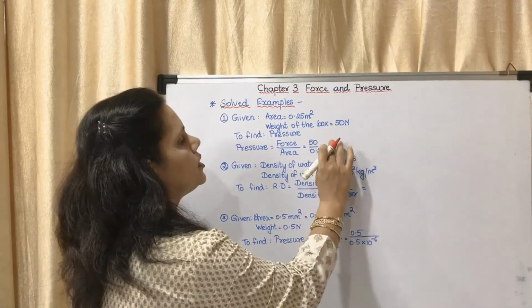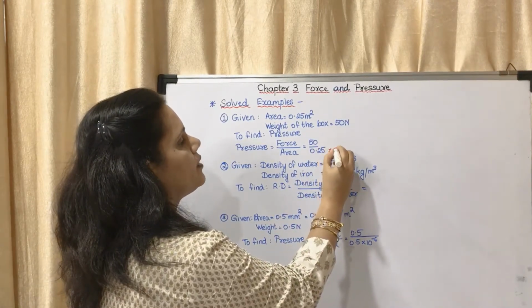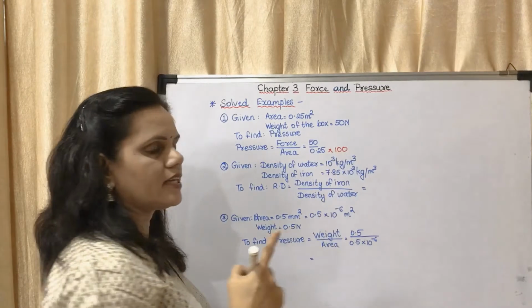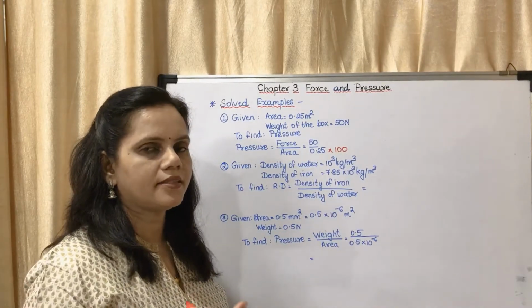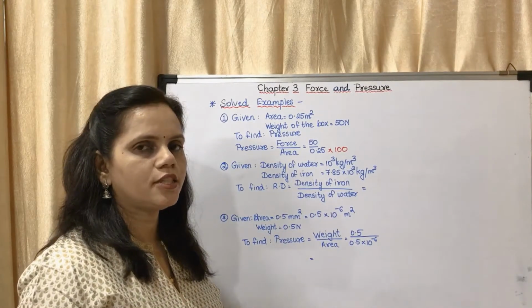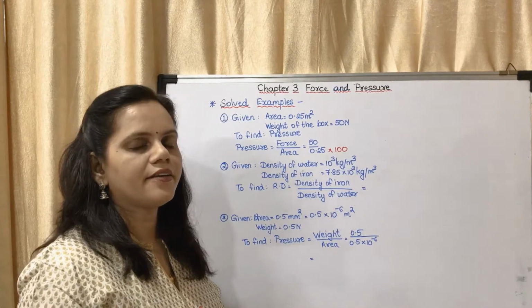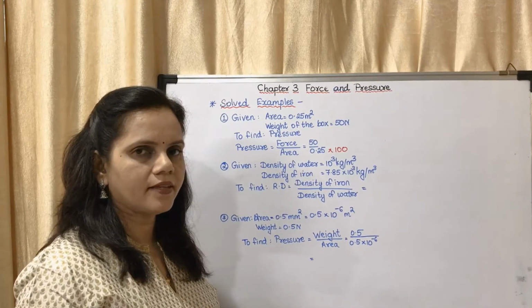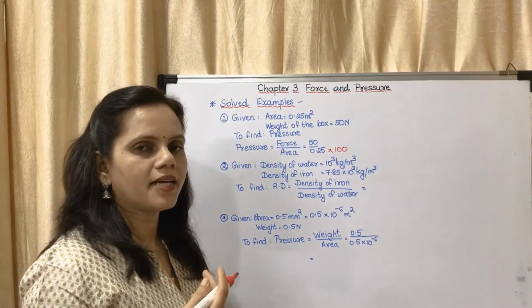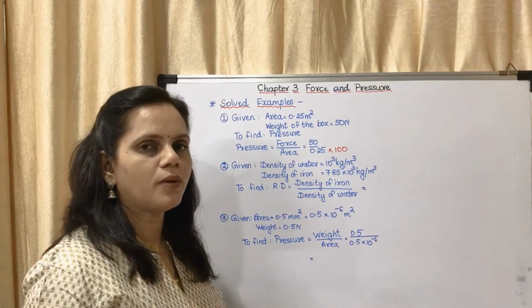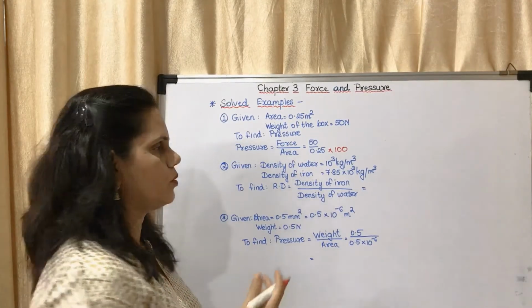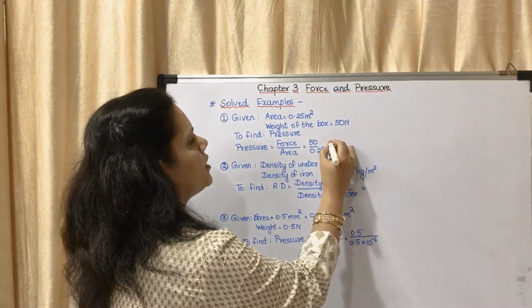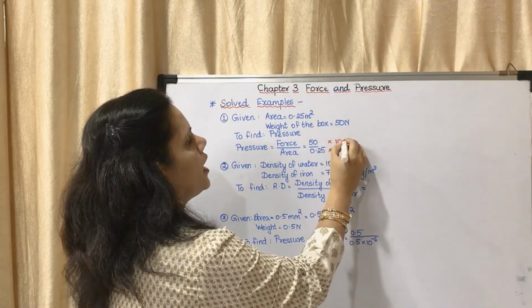If there are two digits, you may multiply it with 100. If there is one digit, multiply it with 10. If there are two digits, multiply it with 100. If there are three digits, multiply it with 1000. If you multiply the denominator, you have to multiply the numerator also. So I have to multiply the numerator also with 100.